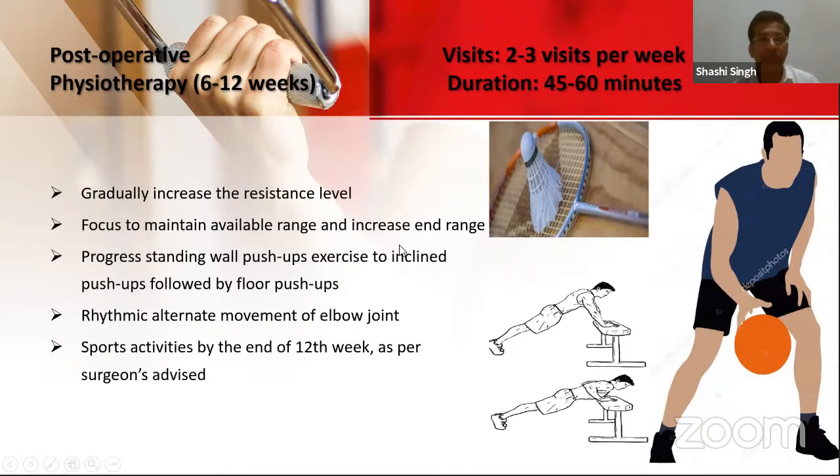So at this phase, gradually increase the resistance level to its maximum, and focus on the available range, definitely what we got by the end of 6 weeks. So we have to maintain that range and strengthen the muscle in that range. Apart from that, the last degrees in the extension of the elbow as well as the flexion of the elbow, you can say 5 or 10 degrees, we need to work hard on those degrees.